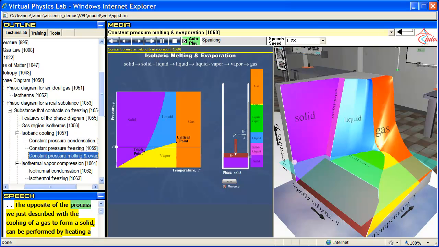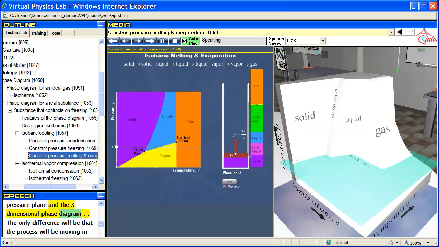The opposite of the process we just described with the cooling of a gas to form a solid, can be performed by heating a solid to form a gas. In this case, if the pressure is the same, the heating process will follow the same intersection curve as the cooling process we just described. The intersection curve is, as we have described before, between a constant pressure plane and the three-dimensional phase diagram.